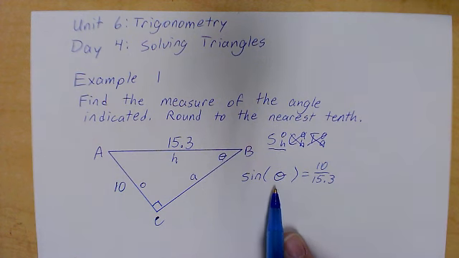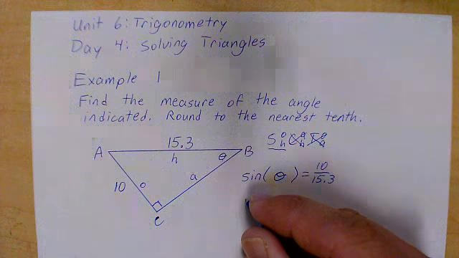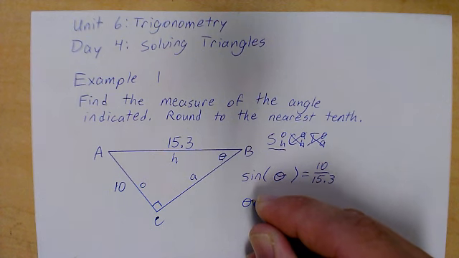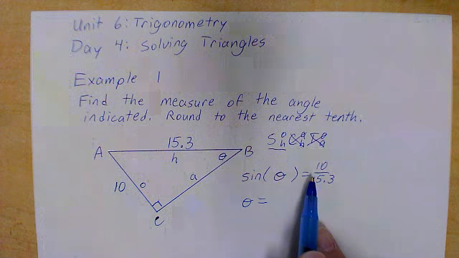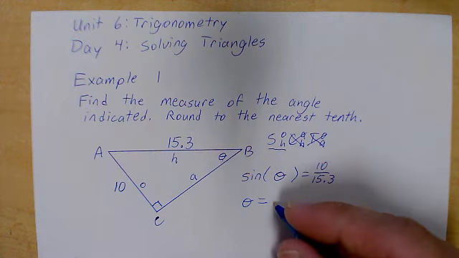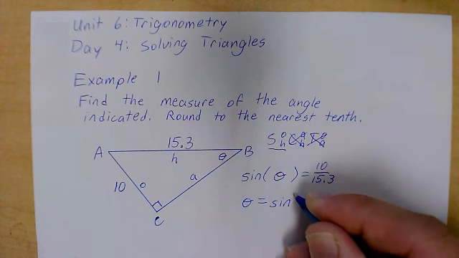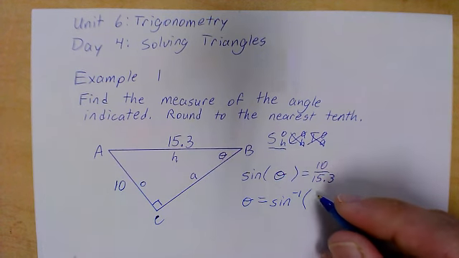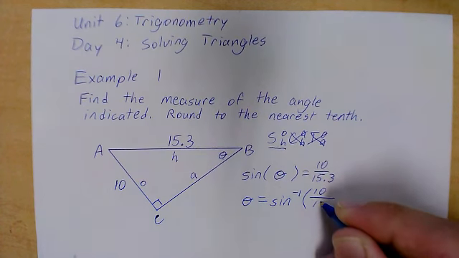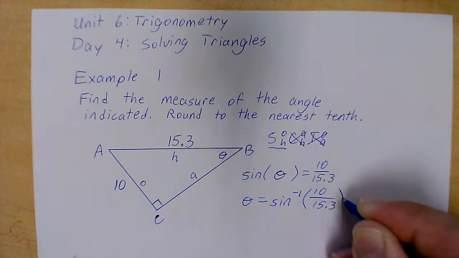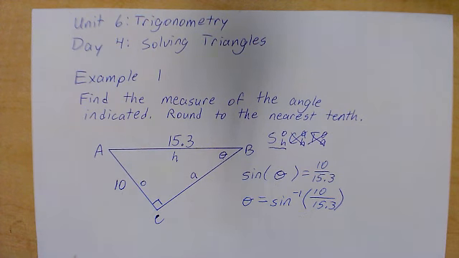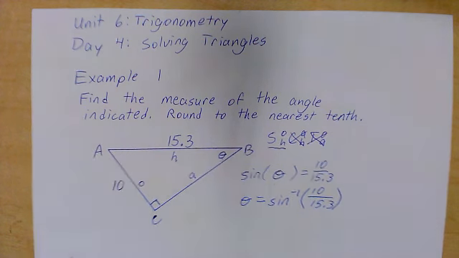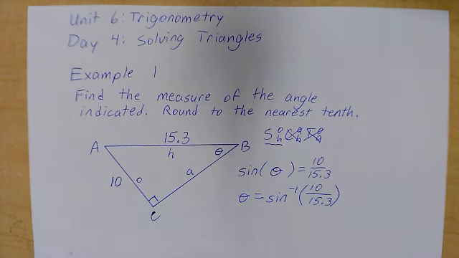Now, I have one step to do. When you're looking for an angle measure, remember this is when you use the inverse of your trig function. So theta equals, to move sine over to the other side, I will do sine inverse of 10 over 15.3. Now I'm ready to type this in my calculator, whether it be a TI or the Desmos calculator. Really doesn't matter what you're using. I'll probably be using a Desmos on this.